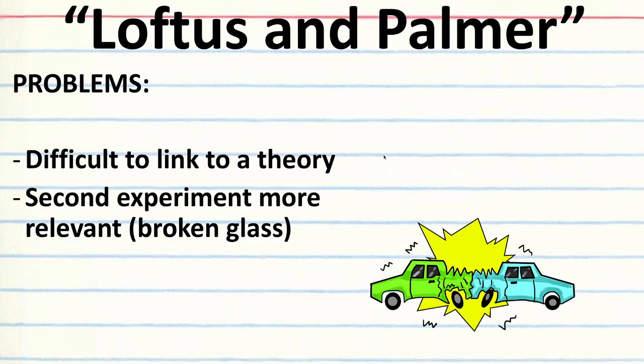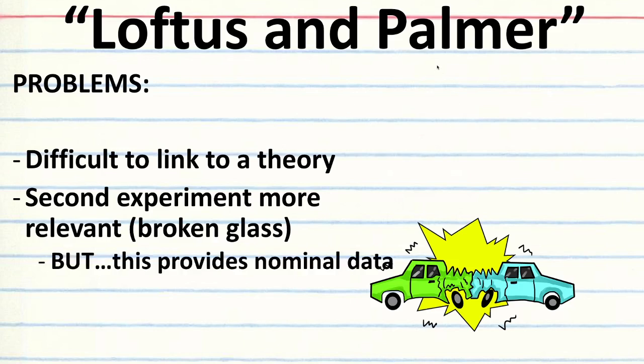Now, the other thing with Loftus and Palmer is the first experiment with the 5 verbs actually doesn't really tell us much about the misinformation effect or reconstructive memory. It's the second experiment with the broken glass, yes or no, that really tells us a lot more. And so for your exam tips for Loftus and Palmer, again, I've got a whole video on this. You have to explain that one.